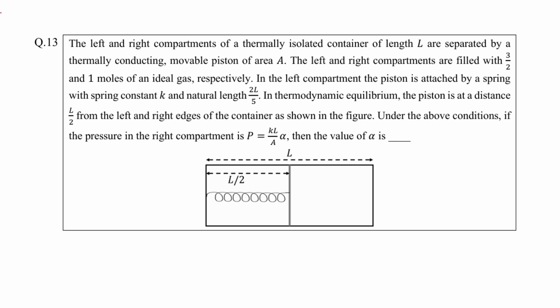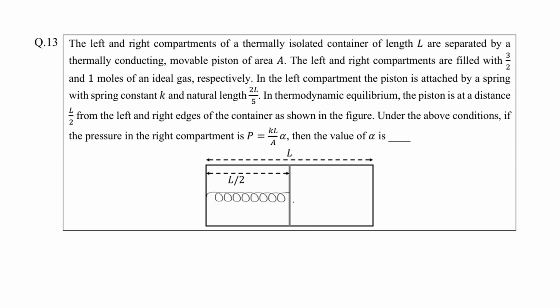This is a JEE 2025 question. It is based on the first law of thermodynamics. Here we have a piston cylinder device which is thermally isolated, and we have to find the pressure at the equilibrium condition. This is connected to a spring.